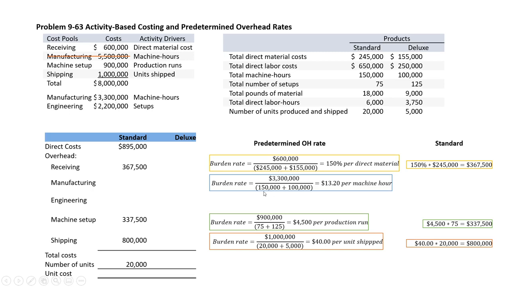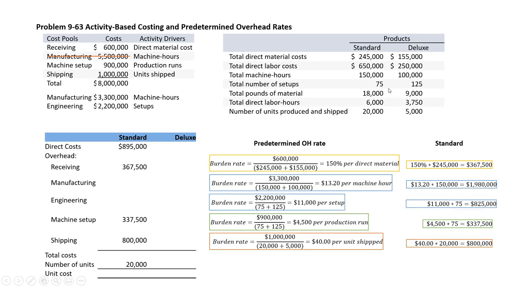Divide that by our machine hours of 250,000 total is now a revised rate for manufacturing related overhead of $13.20. $13.20 times 150,000 hours for standard is $1,980,000 of manufacturing related overhead we're going to apply to standard. Engineering, new category, $2.2 million divided by the setups, which is 75 for standard and 125 for deluxe, that's 200 total, divided into that $2.2 million is a whopping $11,000 per setup. $11,000 per setup times 75 setups for standard is an engineering related overhead of $825,000.